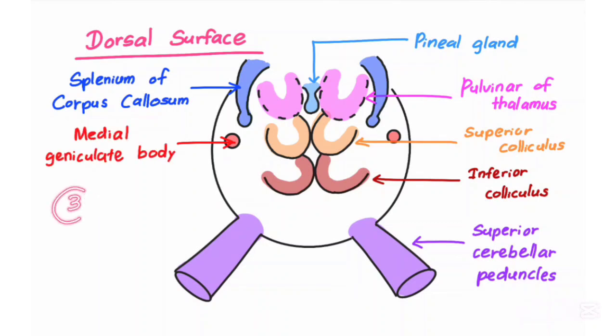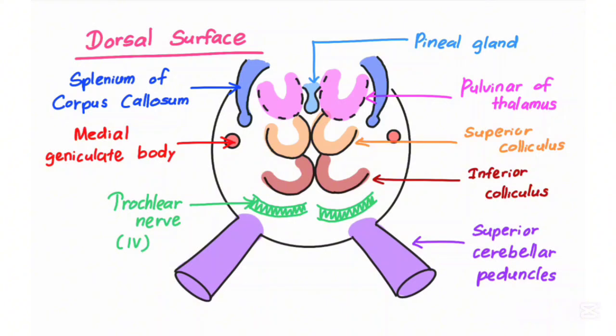As we know, the midbrain contains the third and fourth cranial nerves, and the third emerges from the ventral side, while the fourth cranial nerve emerges from the dorsal side. So here you can see the fourth cranial nerve, the trochlear nerve. So special things about this trochlear nerve are, it is the smallest nerve and it emerges from the dorsal surface, and also it decussates within the brainstem.